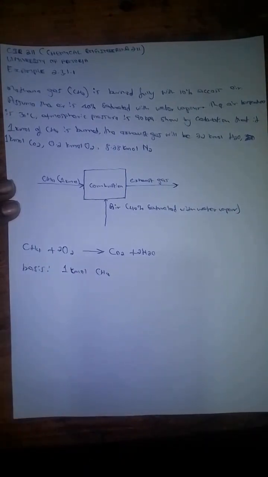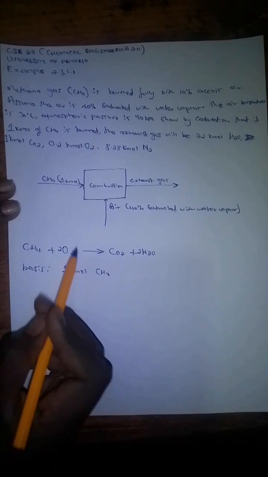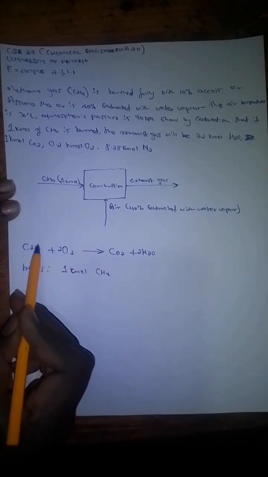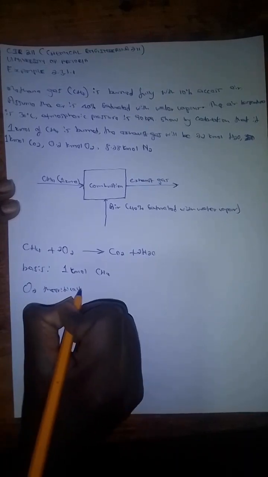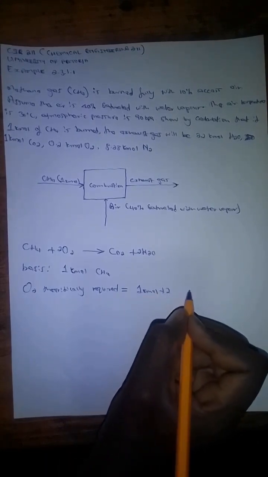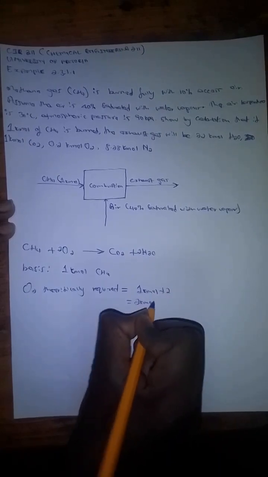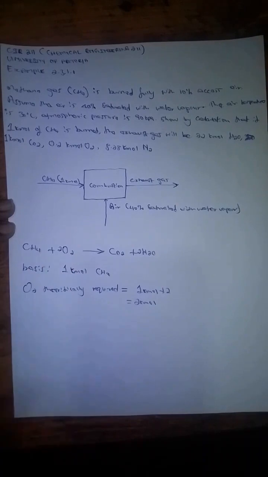So now, if 1 kilomole of methane is burned, we need to know how much oxygen is going to be required to fully burn 1 kilomole of methane. So we can just say O2 theoretically required is equal to 1 kilomole multiplied by 2. This then gives us 2 kilomole. This comes from our reaction equation, that the ratio of methane to oxygen is 1:2.